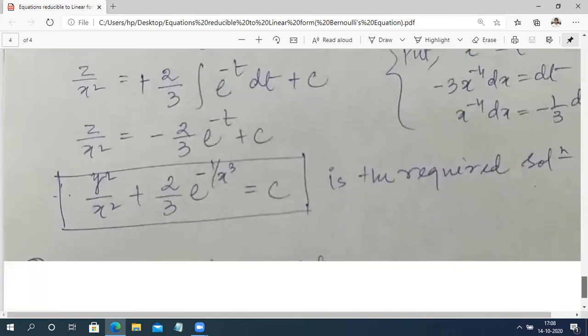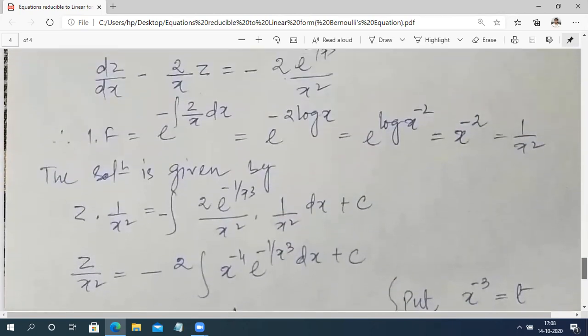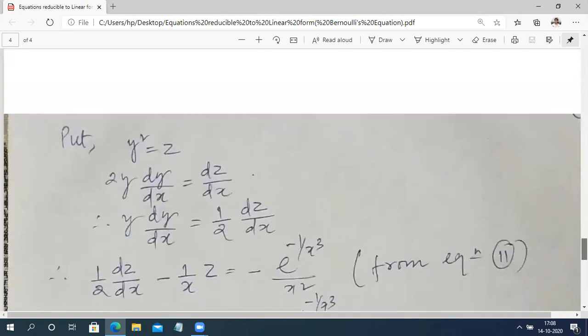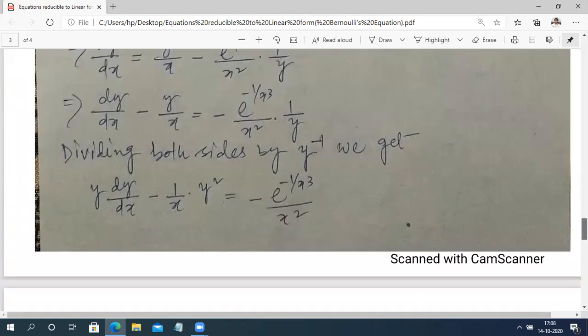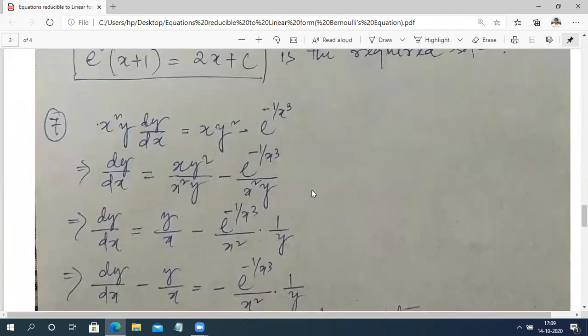So this is your solution of the given non-linear differential equation, which can be reduced to linear form by the following substitution: whatever coefficient q is having, you divide the whole equation by that power of y to the power n, and then whatever be the coefficient of p in terms of y, you substitute that equal to z, and then find dz by dx. I hope you all have understood it.